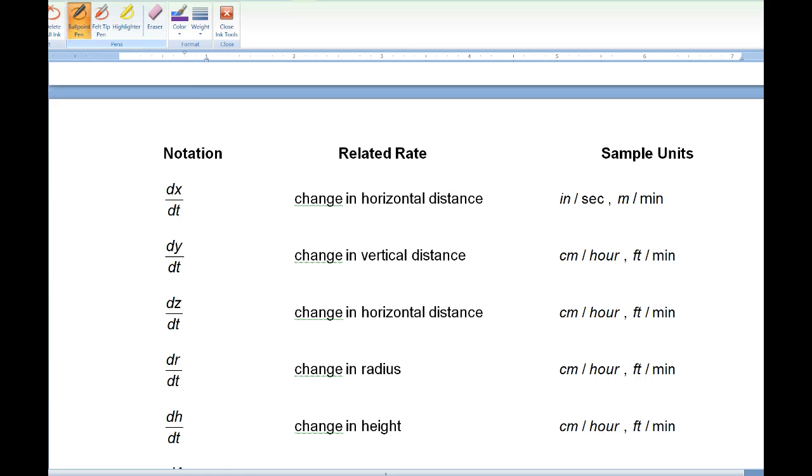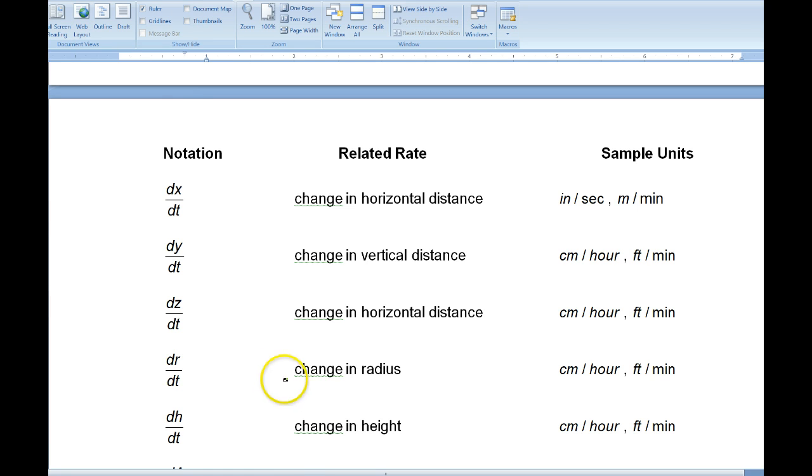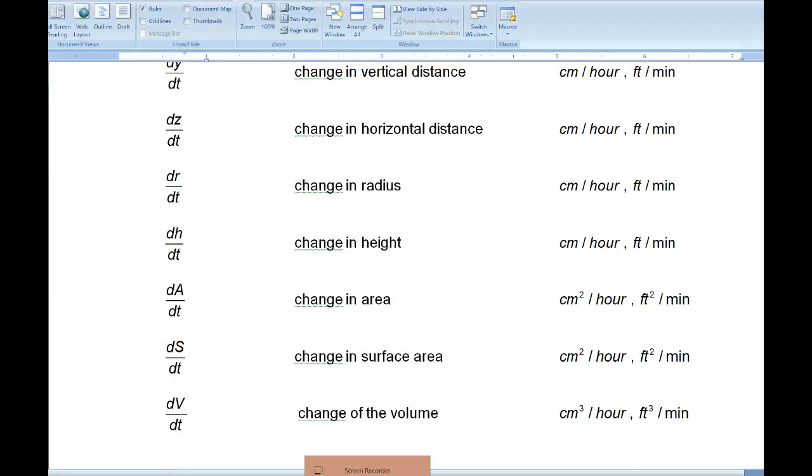I added this to the notes. I don't know if this helps, but let me just show you some of the notation that we're going to be using. So we already saw dx dt and dy dt. Just remember, this is the change, and so dx, think of x as a horizontal distance with respect to time. So the sample units would be like inches per second, meters per minute, feet per second would be an answer. dy dt is also a change, that would be a change in vertical distance. We might have dz dt, might have a change in the radius.